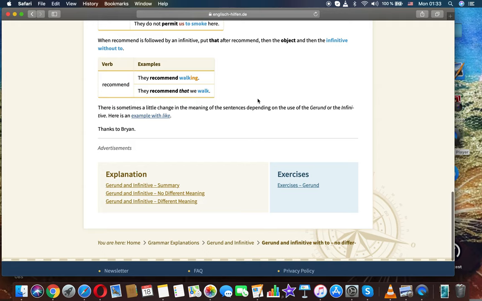There is sometimes a little change in the meaning of the sentences depending on the use of the gerund or the infinitive.